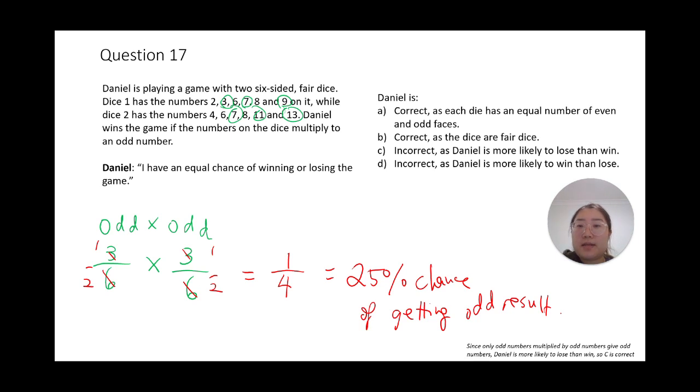So what does that mean? He has a 25% chance of winning, because remember you need an odd number to win. Now Daniel says he has an equal chance. What does equal chance mean? It means 50%. Obviously 25% is not 50%, so this is incorrect. And Daniel is more likely to what? He's more likely to lose than win. His 25% is less than 50%. So that means he has a bigger chance of losing than winning. 25% winning, 75% losing.